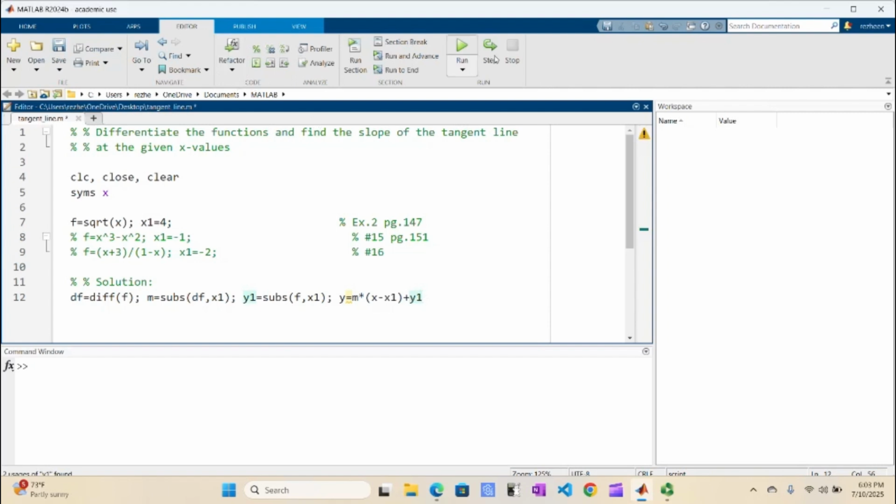Okay, so let's go ahead and run this. I've already saved it and called it tangent line. That's the name of the function. So we get y equals x over 4 plus 1. That's the equation of our tangent line.